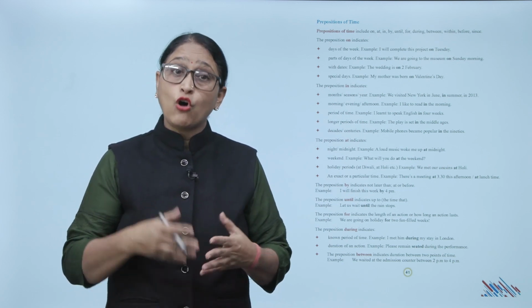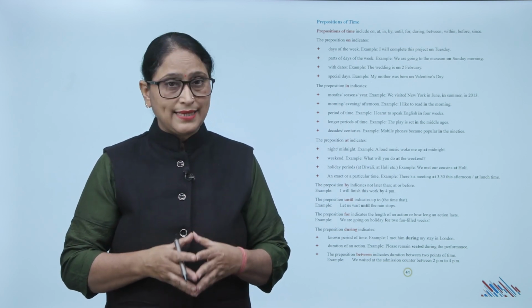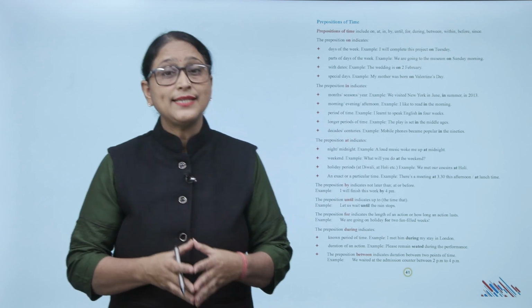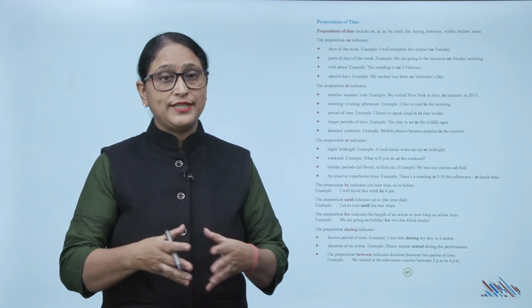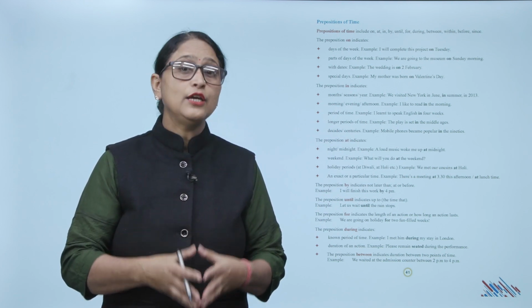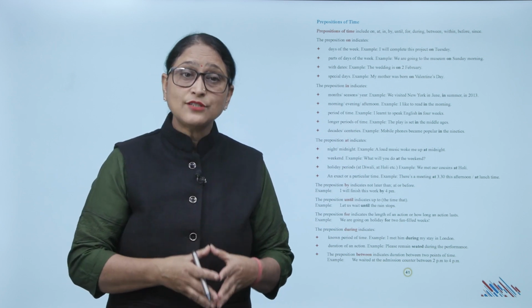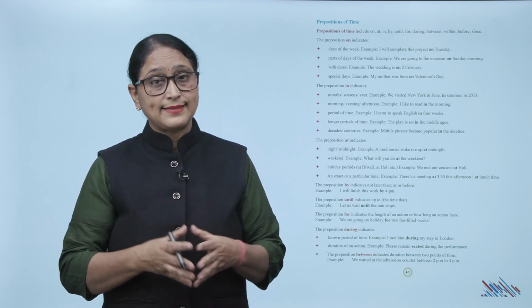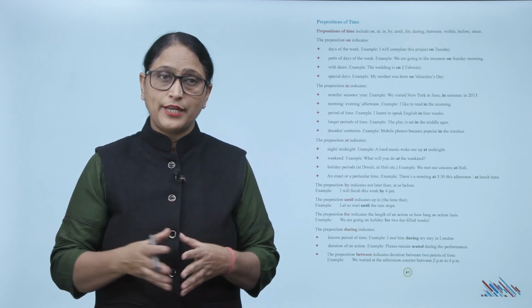The preposition on indicates days of the week. Example, I will complete this project on Tuesday. ठीक है, अगर हमें वीक का कोई डे बताना है तो वहाँ भी हम ऑन का यूज़ करते हैं. Number 2, parts of days of the week. Example, we are going to the museum on Sunday morning.